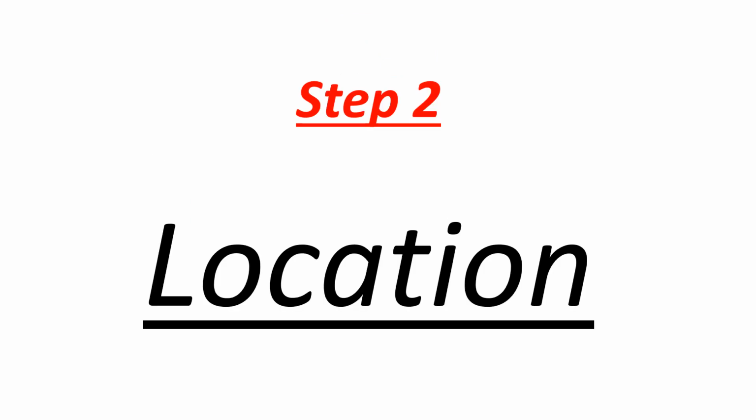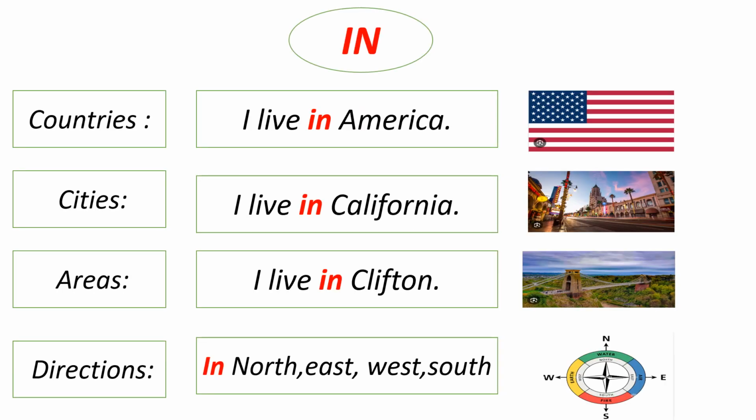Now we'll move to the second step, which is about location. We'll start with the preposition in, because it's the general one and the easiest one to learn. We use in to talk about countries. If you want to express a country, we use the preposition in. For example, I live in America, or we say I live in the USA. America is a country, so we use the preposition in.